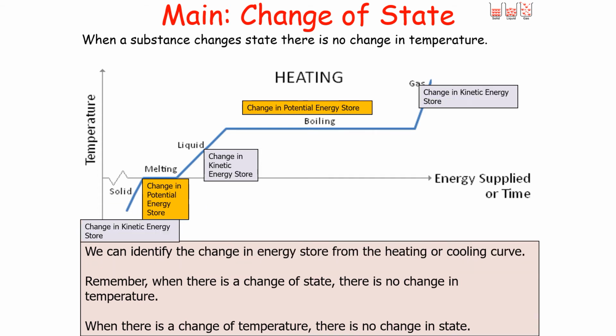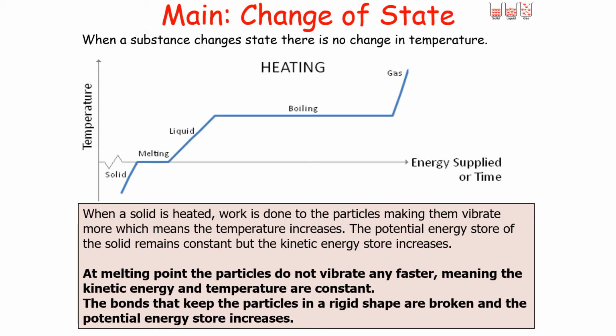So you've either got a change in the kinetic energy store, which is indicated by a change in the temperature, or you've got a change in the potential energy store, which is indicated with a change in state. Now when a solid is heated, work is done to make the particles vibrate more, which means that the temperature increases. Now at this point, because the temperature is increasing, the potential energy store of the solid remains constant, but the kinetic energy store increases.